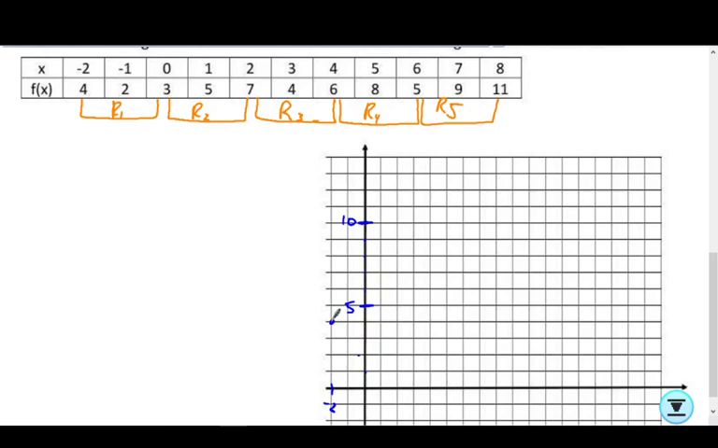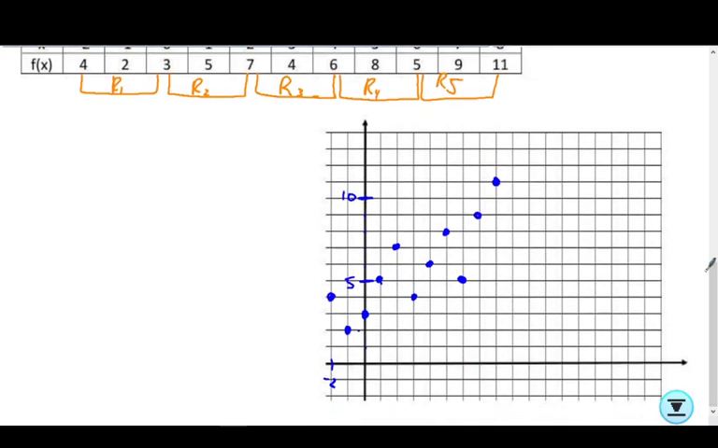At -2, I'm at 4. At -1, I'm at 2. At 0, I'm at 3. At 1, I'm at 5. At 2, I'm at 7. At 3, I'm at 4. At 4, 6. At 5, 8. At 6, 5. At 7, we're at 9, and at 8, we're at 11. So these are my points from the chart.